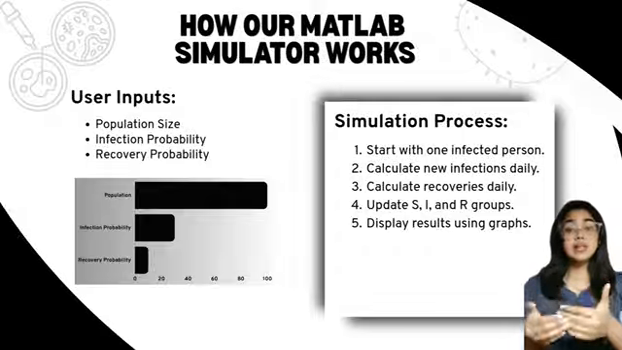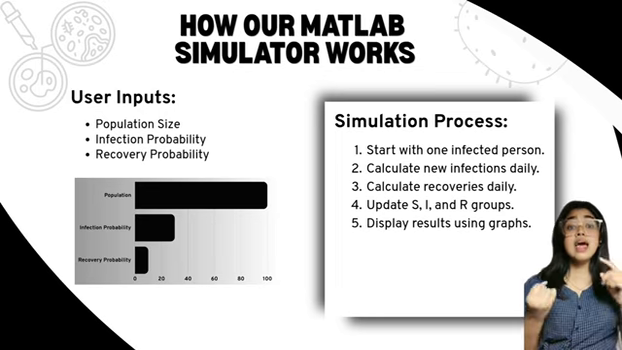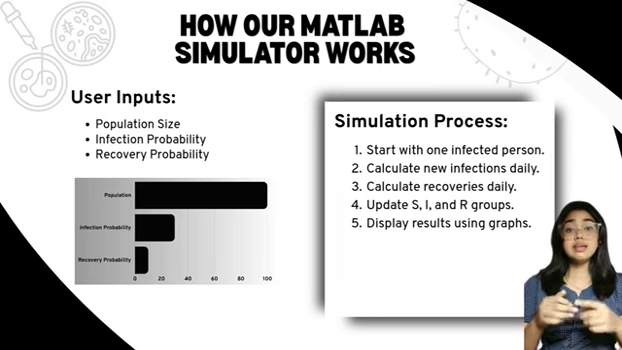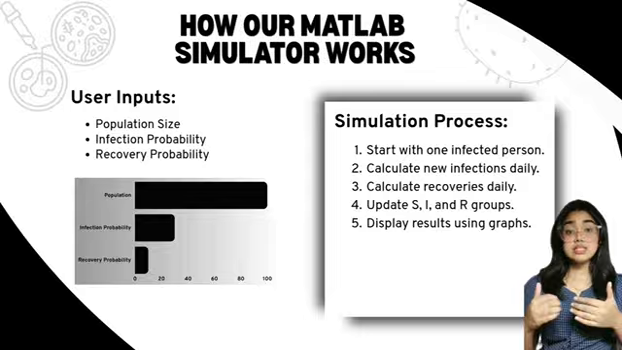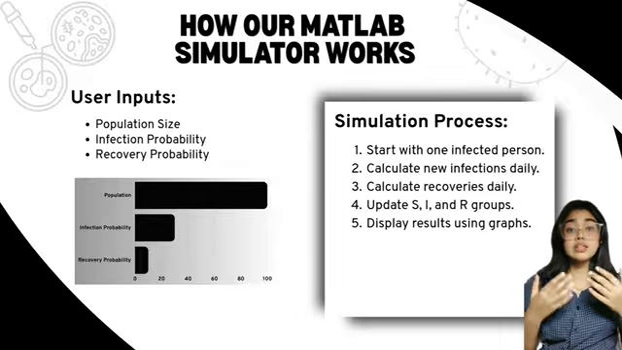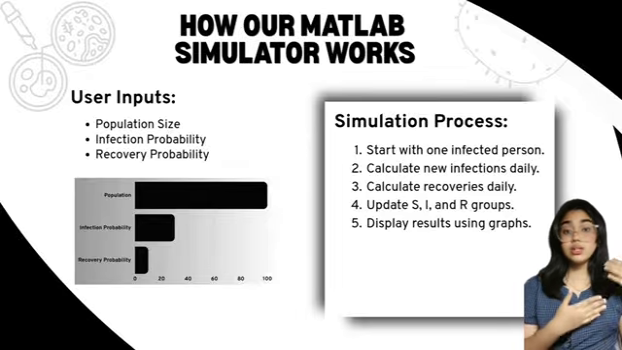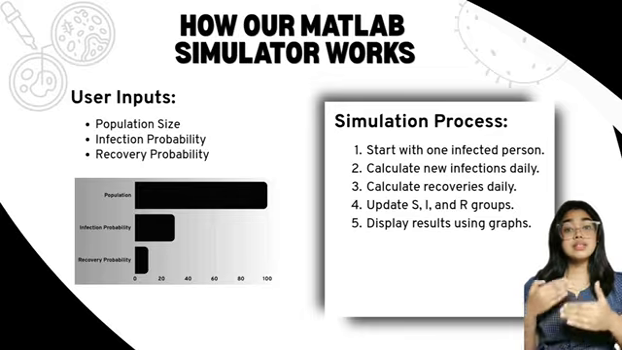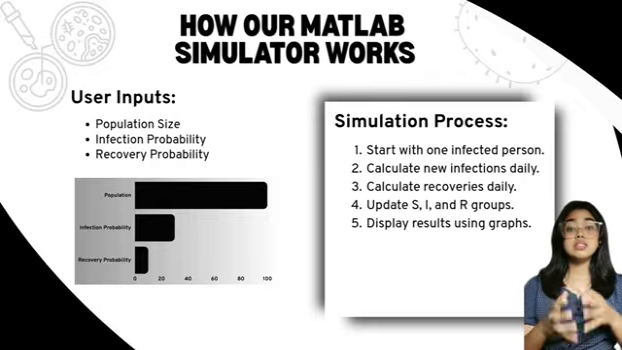After that, it updates the 3 SIR groups: susceptible, infected, and recovered. Finally, it displays the results using graphs. We can see how the disease spreads over time. The process repeats daily until the simulation ends.